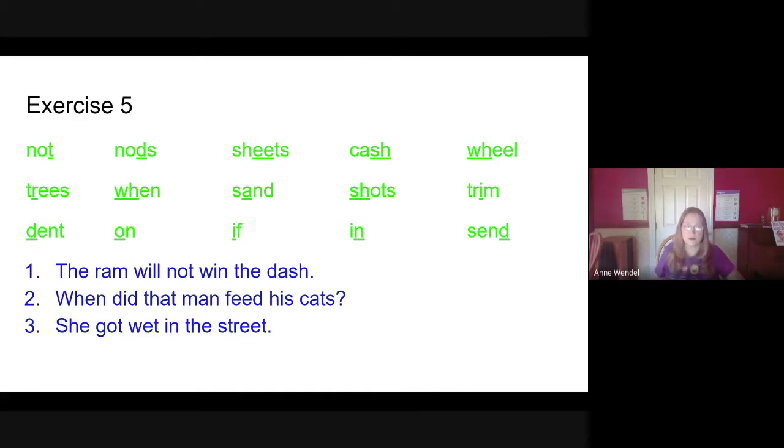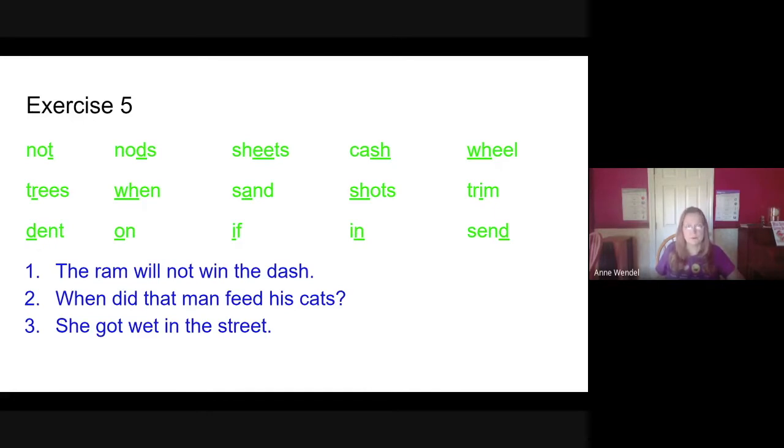First word. Underlined sound? Yes. What word? Yes, trees. Next word. What sound? Yes. What word? Yes, when. Next word.